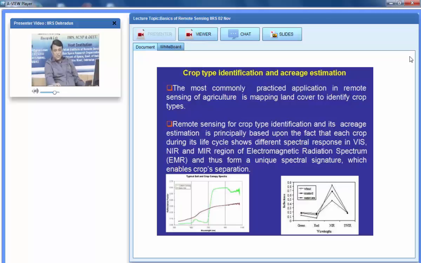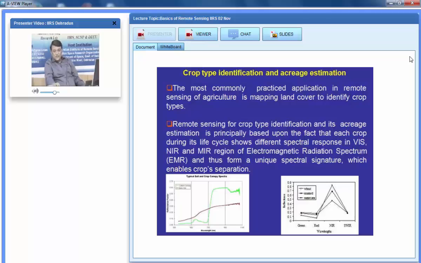So there is a response during the life cycle. Every crop shows a different spectral response in the visible, near infrared, SWIR or MIR region, and this different response makes them spectrally different, which is called spectral signature.